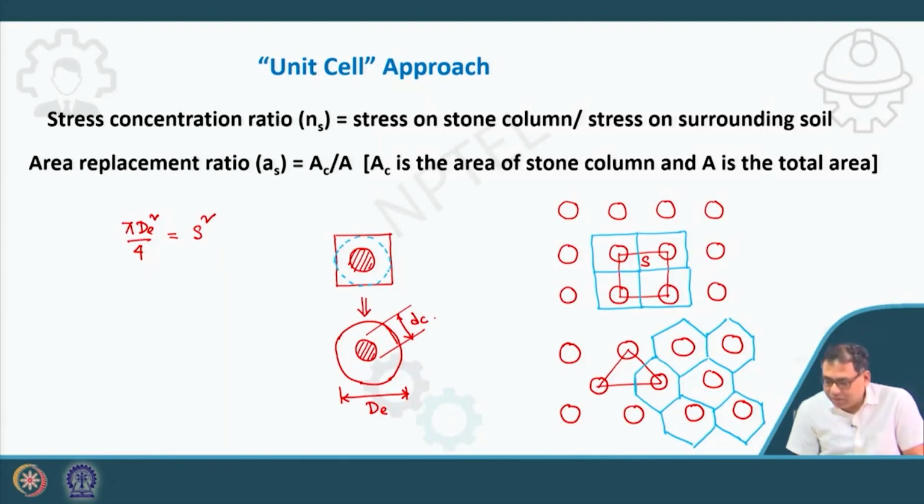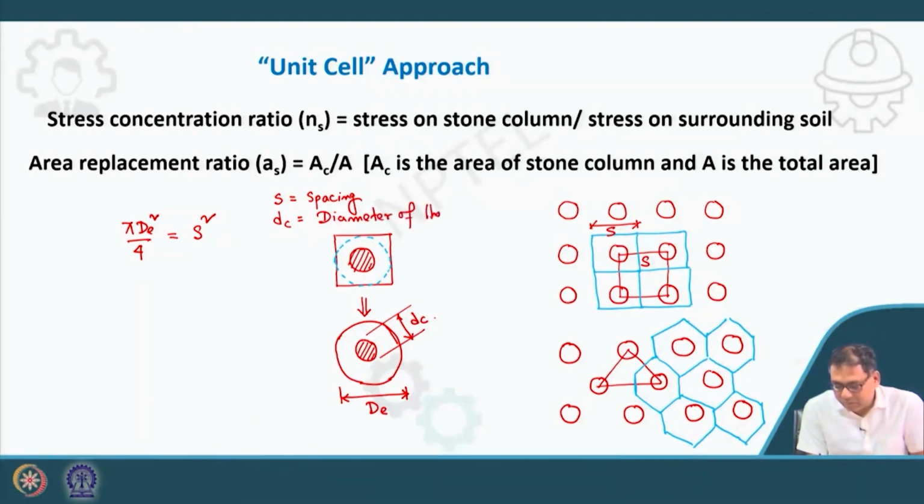S is the spacing between the columns. So this one is also S. The area of this square grid, or the influence zone, is S square, because S is the spacing. So S is the spacing and DC is the diameter of the column, and DE is the diameter of the equivalent circle or influence zone.